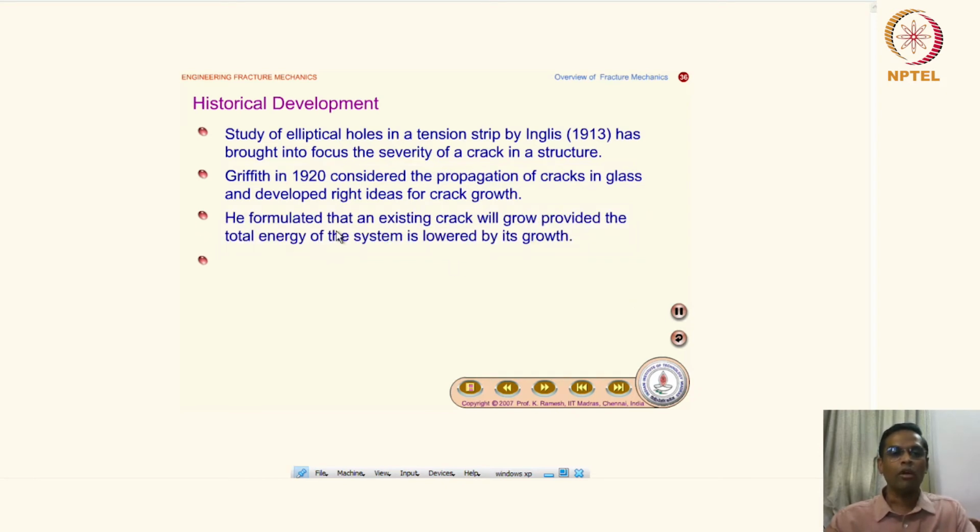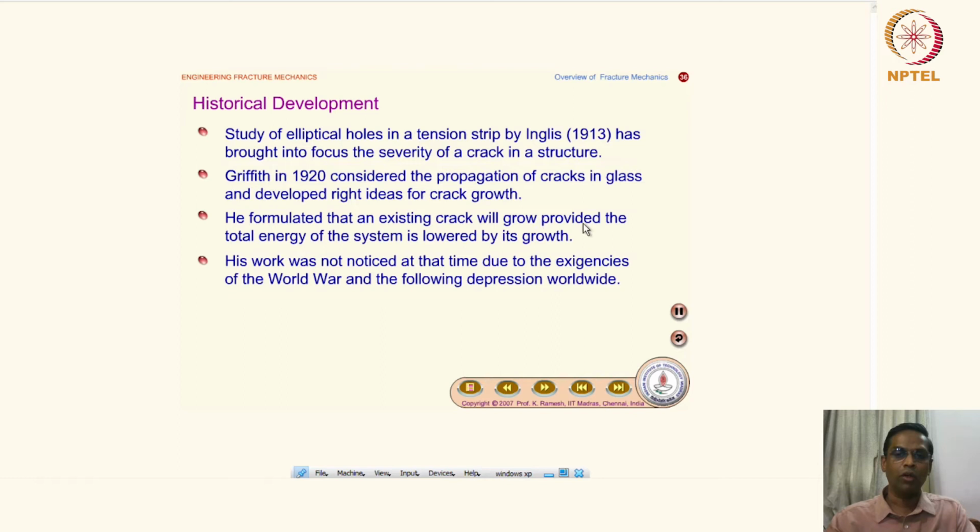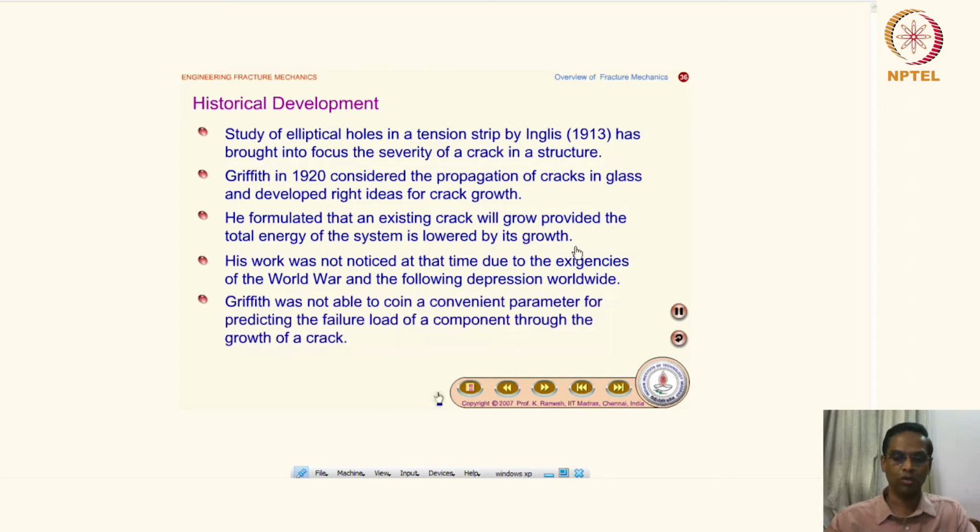And he also formulated that an existing crack will grow provided the total energy of the system is lowered by its growth. So this is something like what we do in thermodynamics, like lowering the energy of the system, but he coined the right parameters to capture this idea. We will see how it is. Very interesting theory.